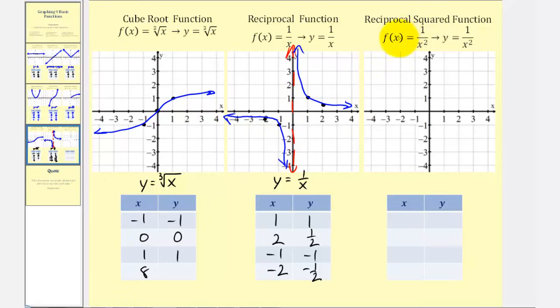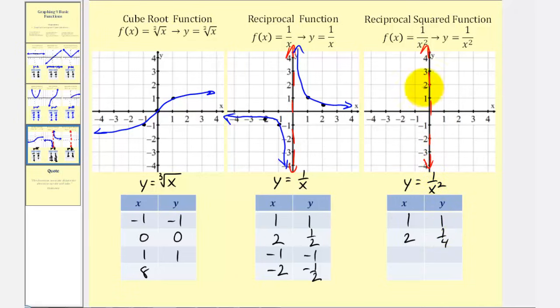And then finally we have the reciprocal squared function, or f of x equals 1 divided by x squared. So we'll use y equals 1 divided by x squared. Again, notice how x cannot equal 0, so we'll have a vertical asymptote here. So if we select x equals 1 and 2 again, when x is 1, we have 1 divided by 1 squared, or 1. But when x is 2, we have 1 divided by 4, or 1/4.